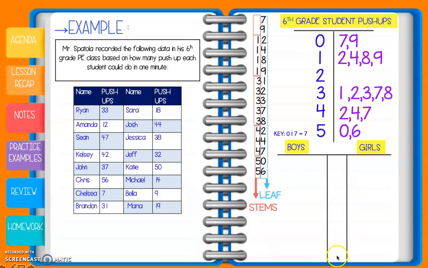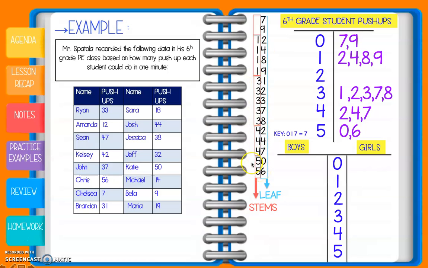Stems go in the middle on a double stem and leaf plot. So I've got 0, 1, 2, 3, 4, and 5. Now, as we put the leaves on a double stem and leaf plot, you have to decide which side they go on. So if it was a girl that was doing those push-ups, it's going to go over here on the right. And if it was a boy that had done those push-ups, it's going to go over here on the left.